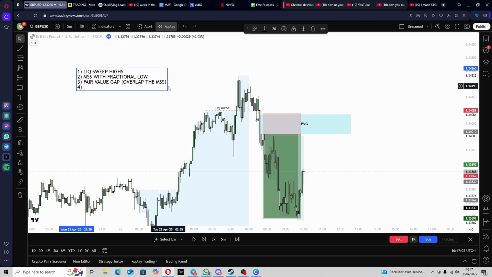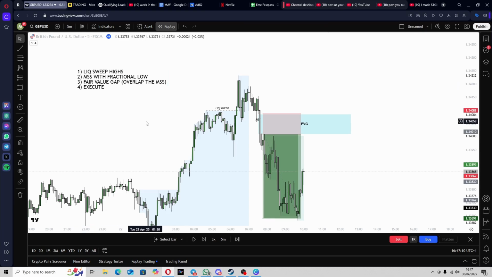So as soon as you've done that, all you had to do after that is literally execute, right? We just execute the trade, 1 to 3 risk to reward ratio, and we completely smashed it all the way until the end.